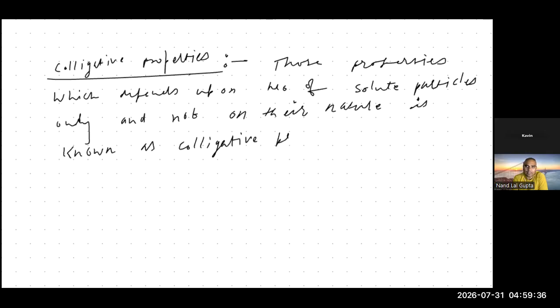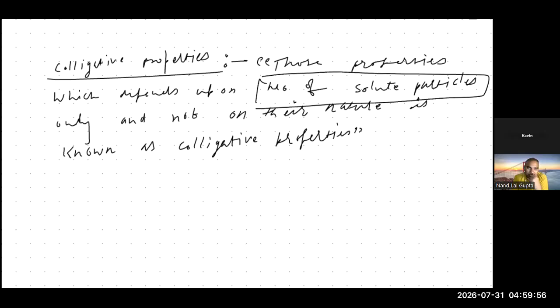So what do you mean by this? They are not talking about whether the solute is volatile or non-volatile. They are not concerned with that for colligative properties. They are only concerned about the number of solute particles. Very easily you can understand. So they are saying those properties, whatever they may be, which depend upon the number of solute particles only and not on their nature, are known as colligative properties.